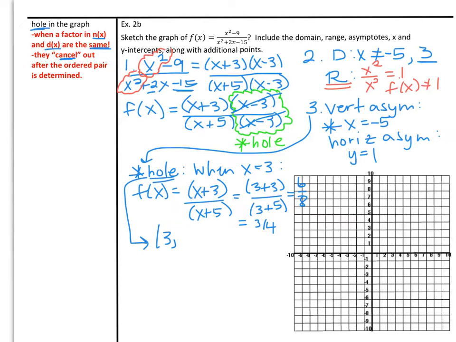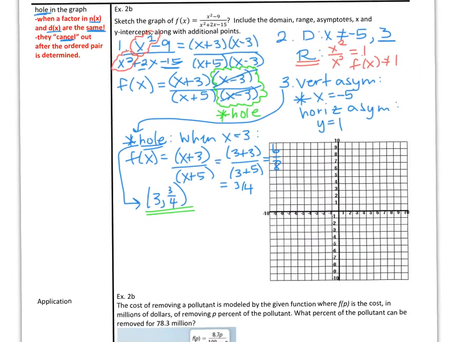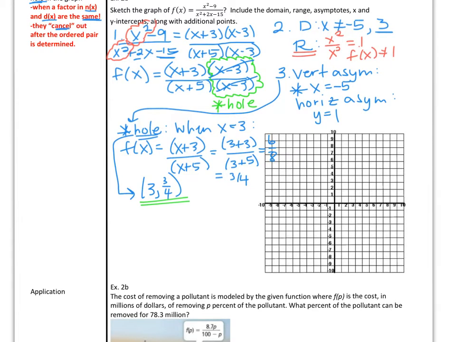So the hole in our graph has an ordered pair of 3, 3/4. So we're going to plot that on our coordinate system. Okay, so that's all step 3. That's kind of crazy right there. We're going to have ourselves a little bit more room.